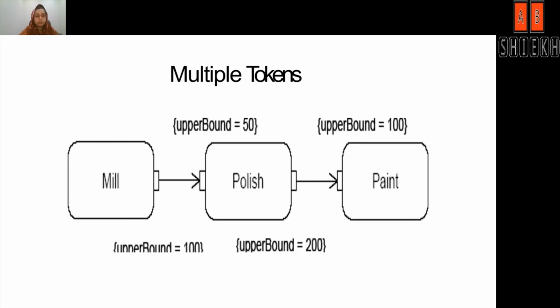Multiple tokens. Object nodes can hold more than one value at a time, and some of these values can be the same. So we define the upper bounds. Upper bounds are the maximum number of tokens an object node can hold, including any duplicate values. So at runtime, when the number of values in an object node reaches its upper bound, it cannot accept any more values.